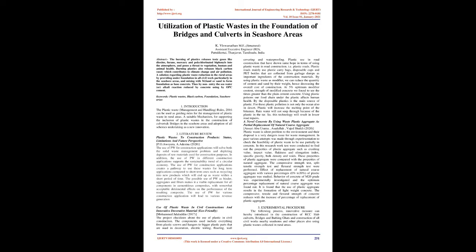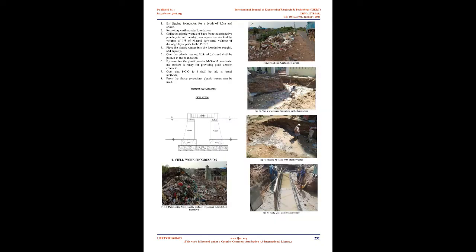1. Introduction: The Plastic Waste Management and Handling Rules, 2016 can be used as guiding rules for the management of plastic waste in rural areas. A suitable mechanism for supporting the inclusion of plastic wastes in the construction of culverts and bridges in the seashore areas, and adoption of all schemes undertaken as a new innovation. 2. Literature review: Plastic wastes to construction products, status, limitations, and future perspective.